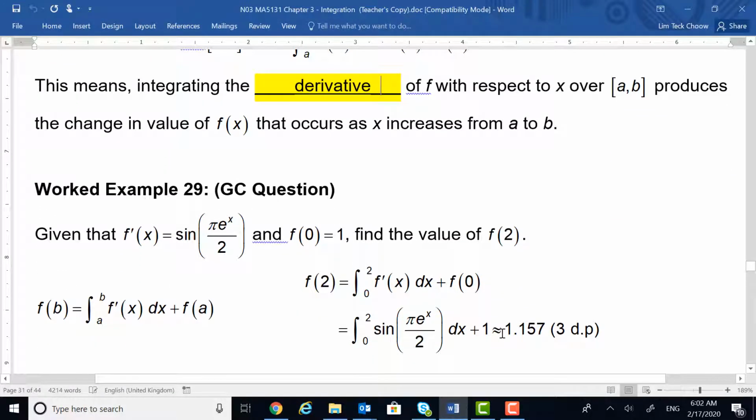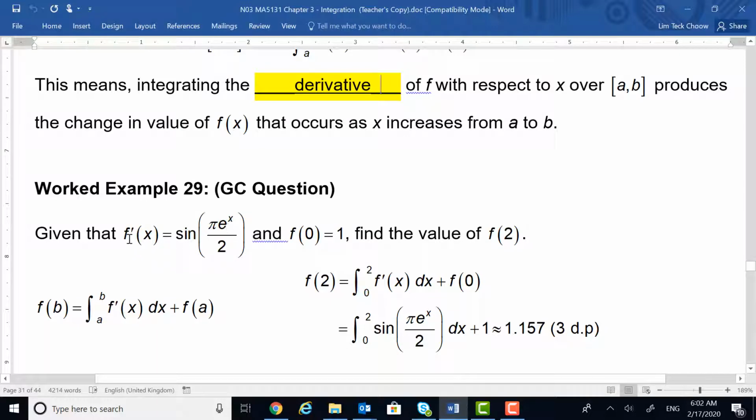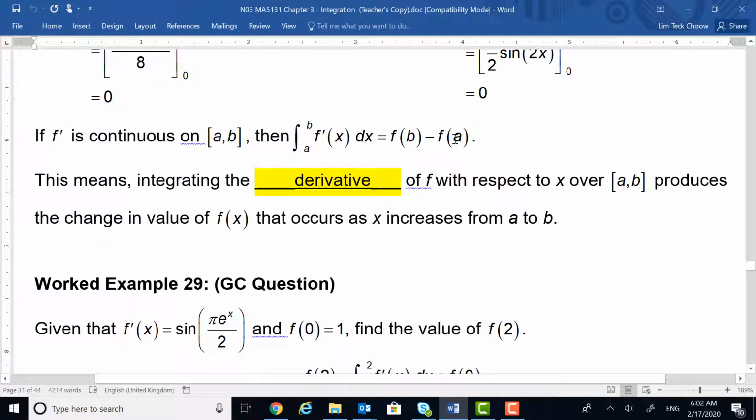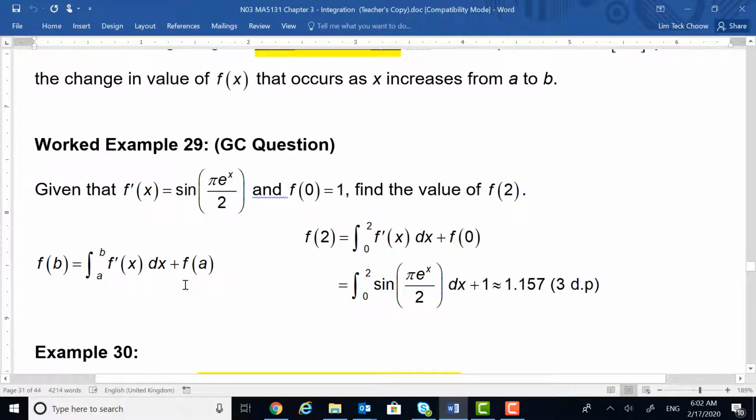Let's look at one simple example. Your f prime is equal to this, and then you're given f(0), and find f(2). So you start with this statement. Bear in mind, if you bring the f(a) to the left hand side, this becomes f(b) minus f(a), which equals the integration of the derivative statement that you saw just now. You can see I've simply brought the f(a) from the right to the left, and I got this. And then this is f(b). So now to find f(b), integrate from a to b of the f prime plus f(a), and then use calculator to get you the answer.